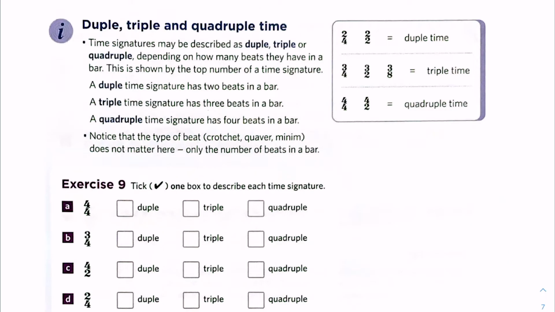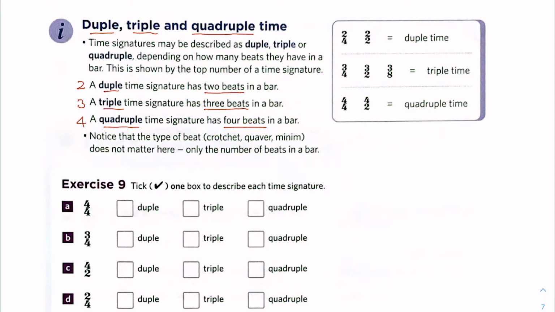Let's turn to the next page. Here we're going to learn about duple, triple, and quadruple time. Time signatures may be described as duple, triple, or quadruple, depending on how many beats they have in a bar. This is shown by the top number of a time signature. A duple time signature has 2 beats in a bar. A triple time signature has 3 beats in a bar. A quadruple time signature has 4 beats in a bar.